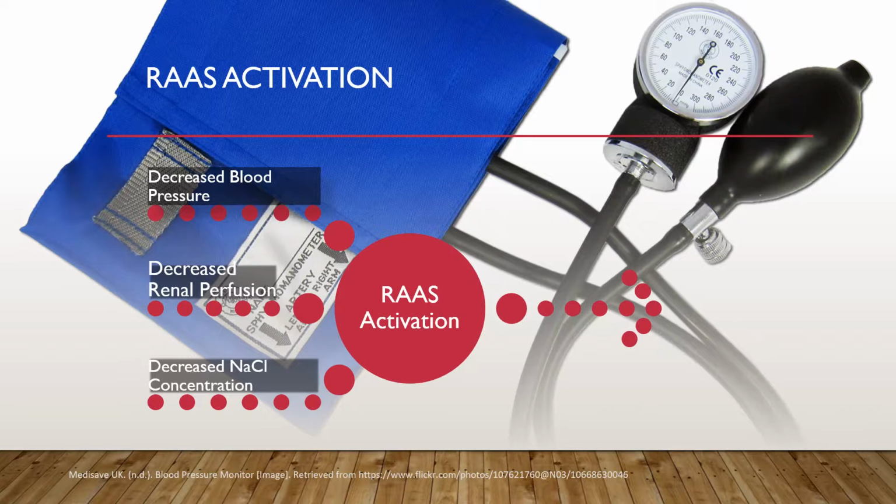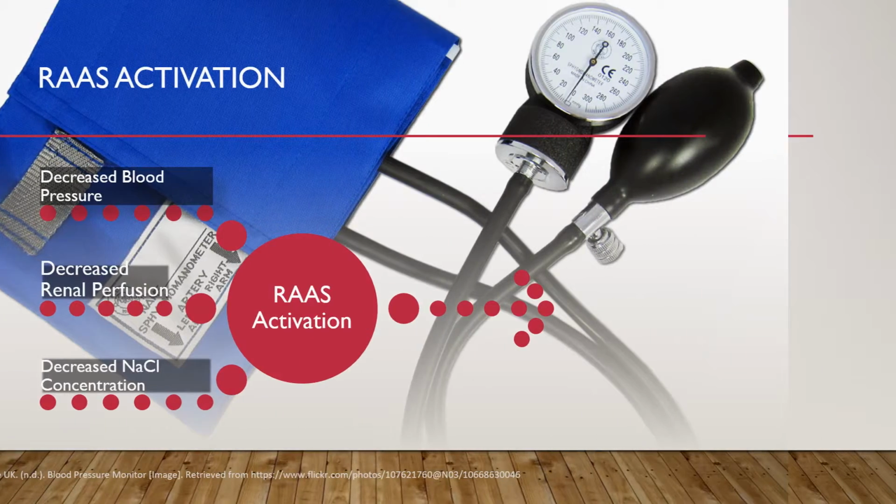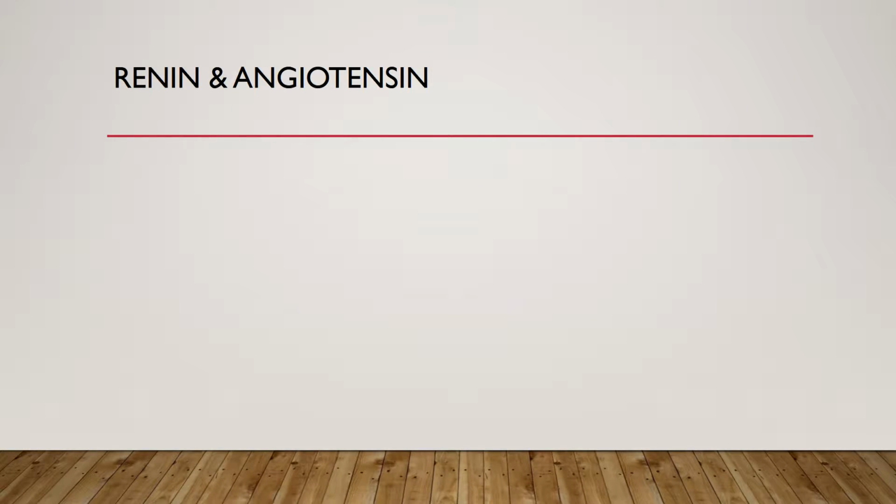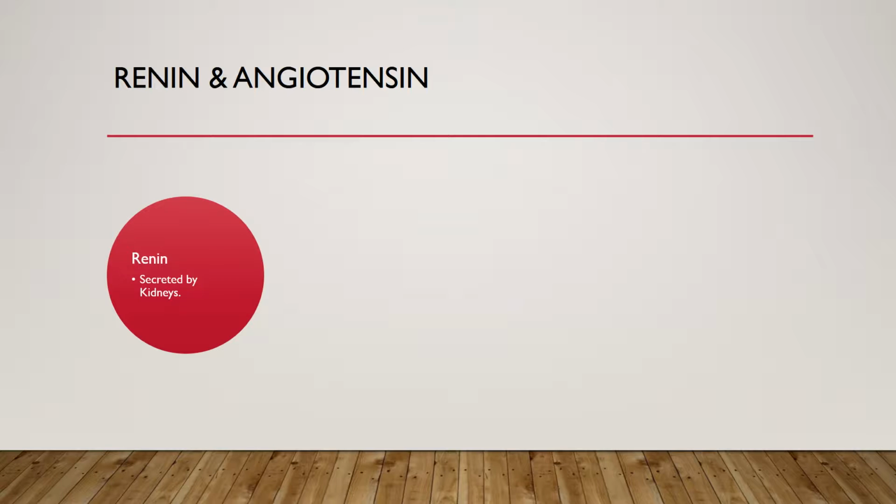A signal is then sent to the juxtaglomerular cells located proximal to the macula densa. These cells are also sometimes referred to as granular cells. When the signal is received, this causes the release of renin from the juxtaglomerular cells, also known as granular cells, within the kidneys, into the bloodstream.